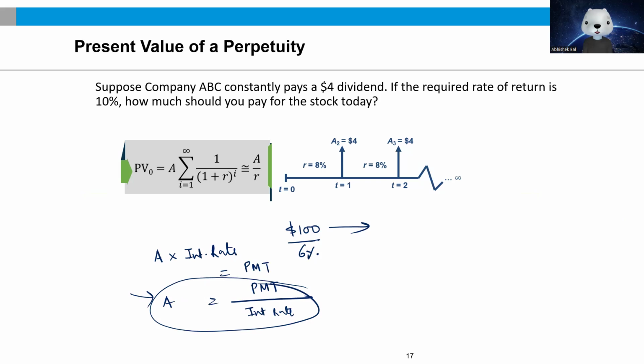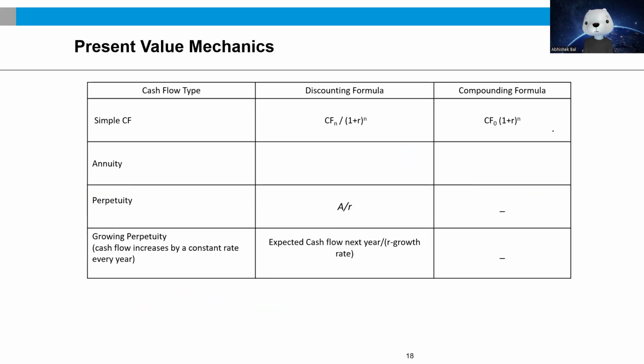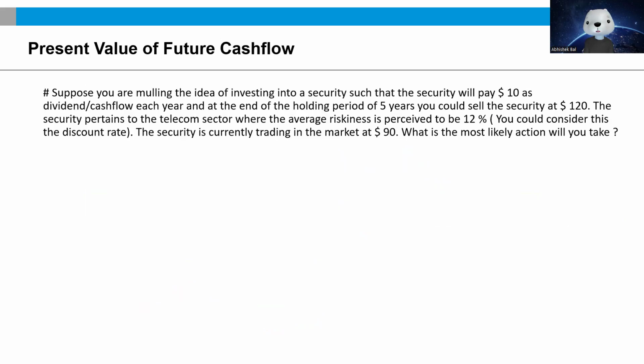So if a company constantly pays a dividend of 4 forever, and the required rate is 10%, how much should you pay for the stock? That's easy. 4 divided by 10%. Don't go by the formula. Simply follow your common sense. That's it. Present value techniques are being mentioned. Again, you could pause this portion of the video and see it for yourself. Now let's just dive into a few of the problems.